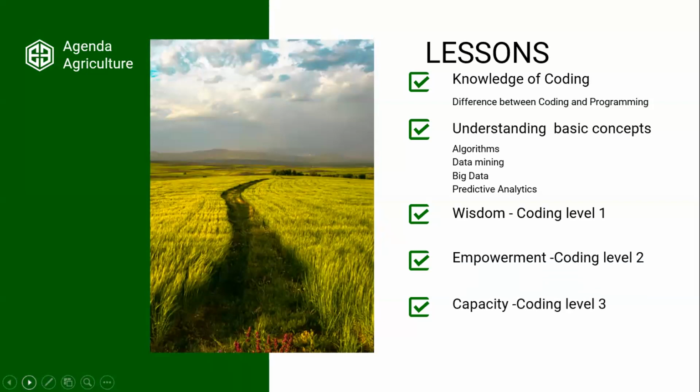Then on Friday, we shall move on to the other level, which is capacity, level 3. Each of these levels, I'm very sure there is something you're going to learn, and there is a lot that each one of us must learn as we move on this journey together. Even if you have no knowledge of what coding is, by the time we have completed all these lessons, you'll have learned a lot about coding in agriculture. You are going to learn the importance of coding in agriculture.